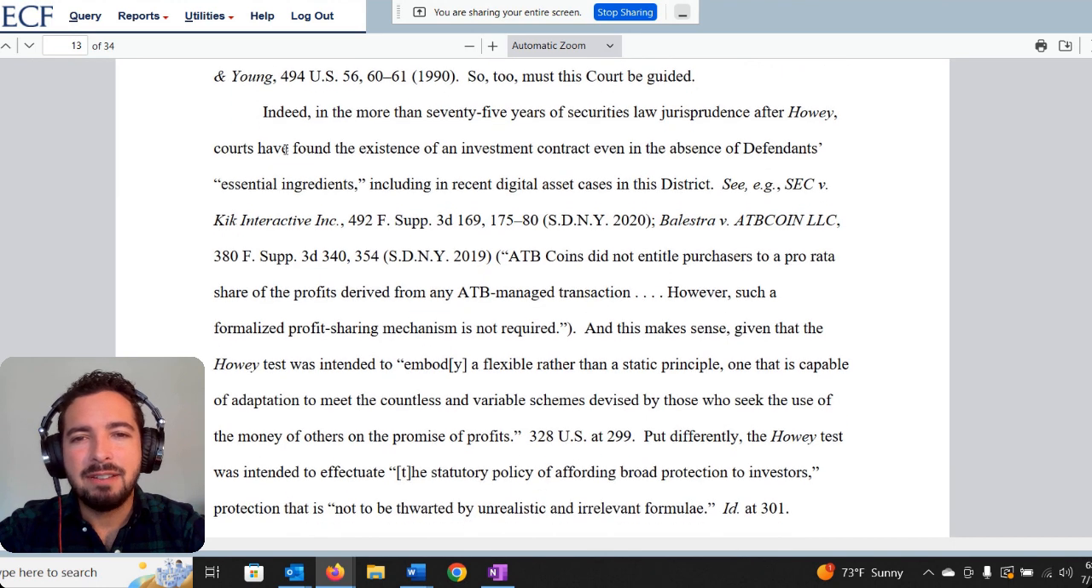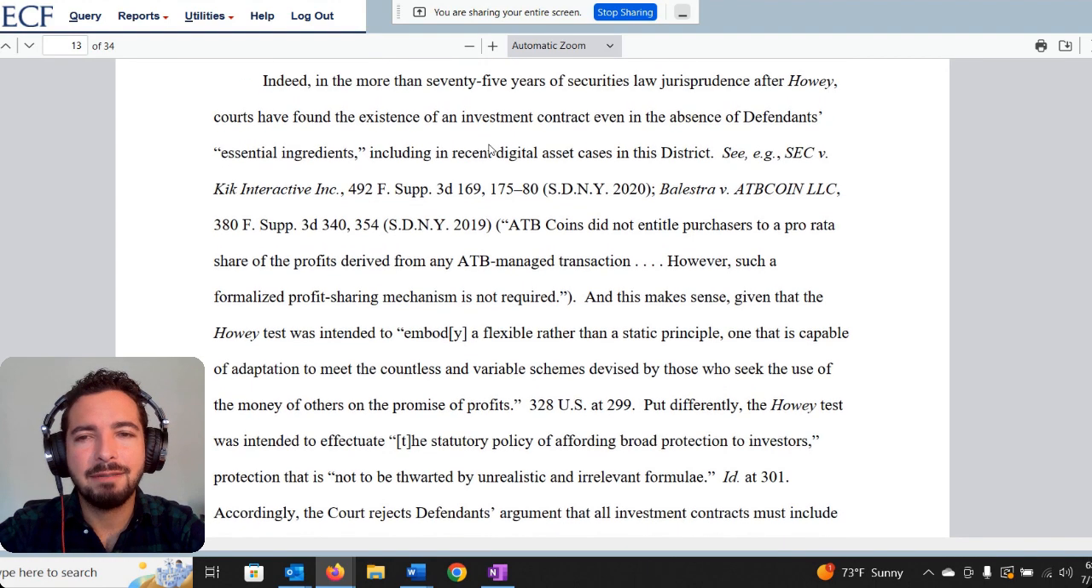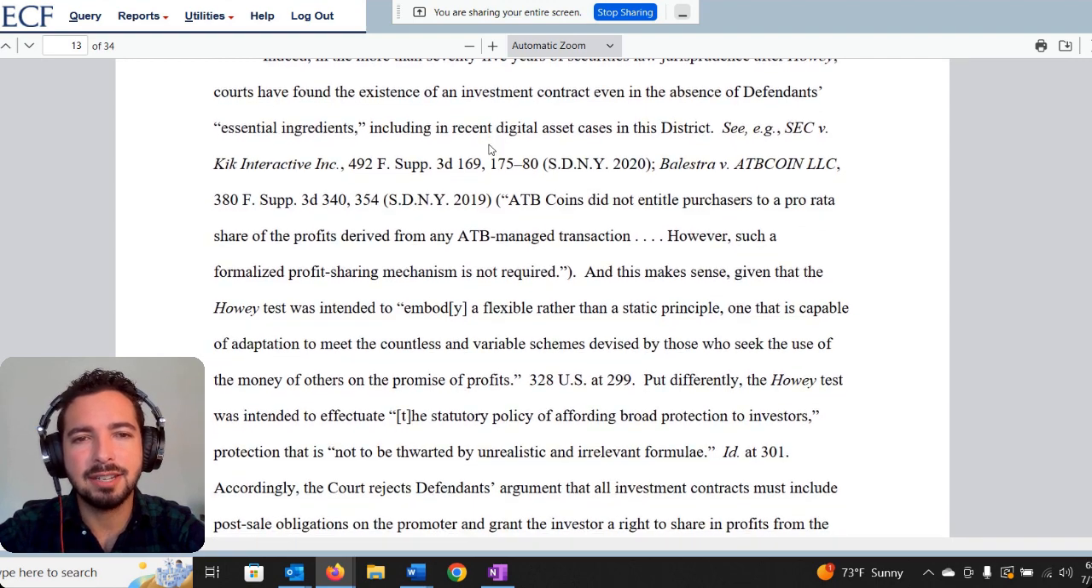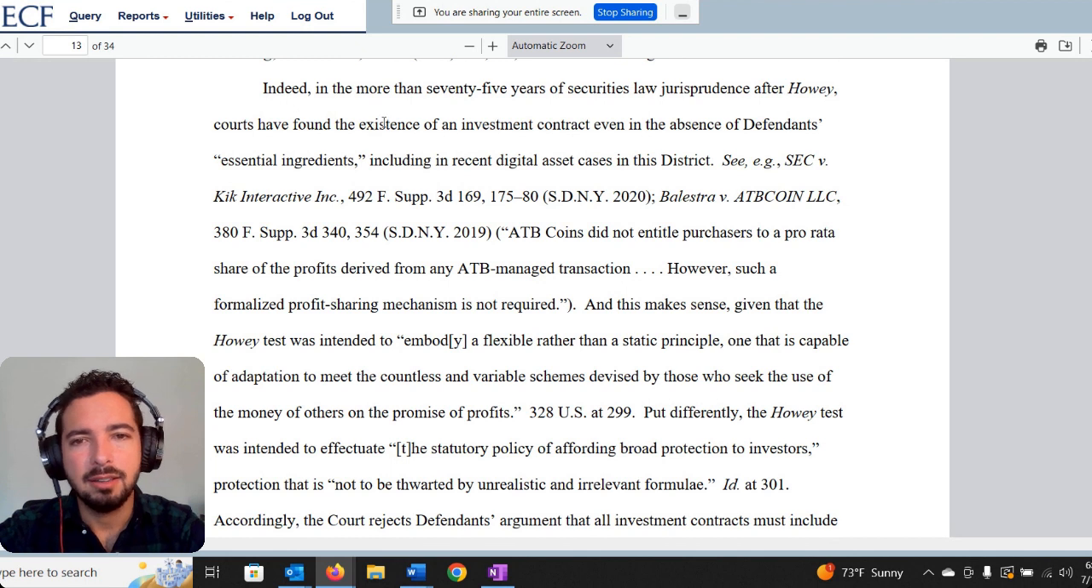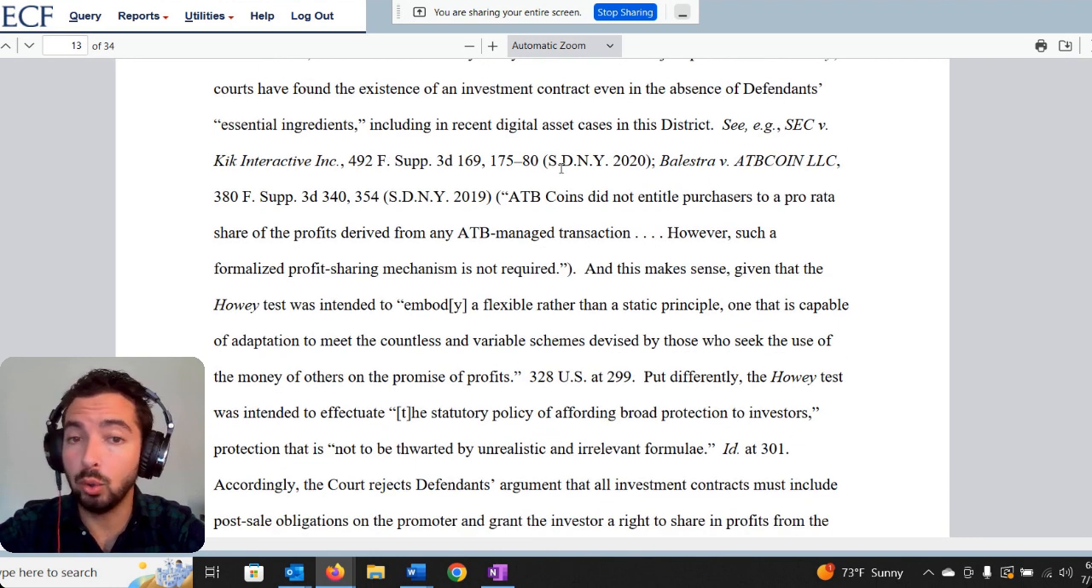Indeed, in the more than 75 years of securities law jurisprudence after Howey, she keeps going, courts have found the existence of an investment contract even in the absence of defendants' essential ingredients, including in the recent digital asset cases in the district. So, hey, there's been 75 years since Howey, and we've even found investment contracts without the contracts that Ripple is saying that there needs to be.